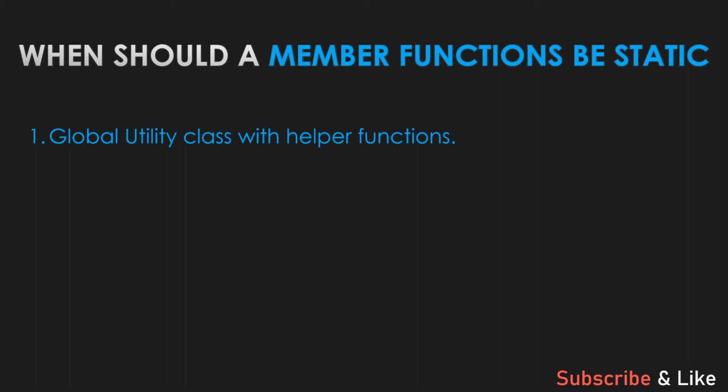Every program shall have some generic utility functions that are not associated with the objects. In C++, those functionalities can be made static members of a utility class. 2. Thread functions. In Windows, most of the thread function APIs require a static function. Those thread functions are made static member functions.